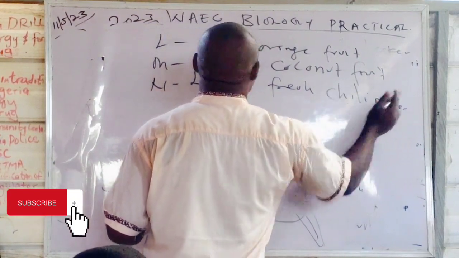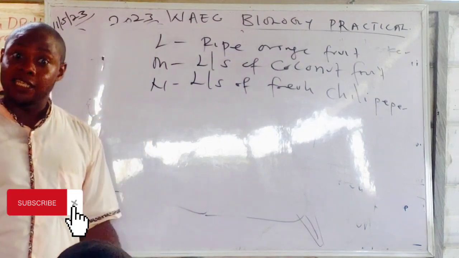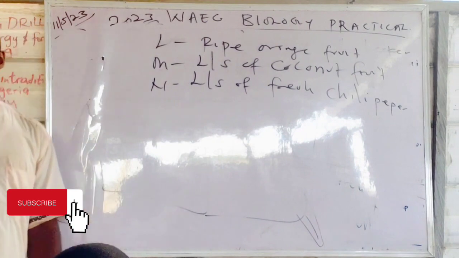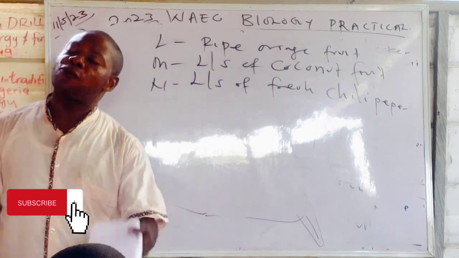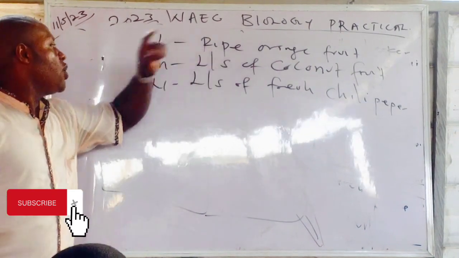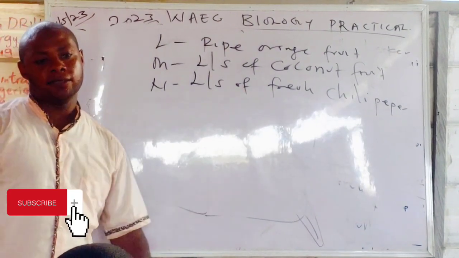You can see three of them are still in the same group. They are still fruits. Now, the first thing that should be coming to your mind is type of fruit. What type of fruit are they? What type of fruit is orange? What type of fruit is coconut? What type of fruit is chili pepper?